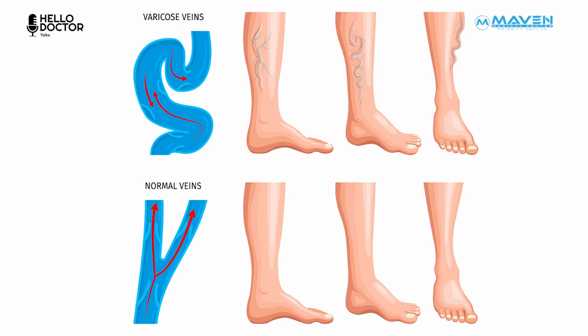Varicose veins are nothing but veins which are increased in size and appear bluish green on the skin. They are dilated, they contain impure blood, and they appear as bluish green veins.